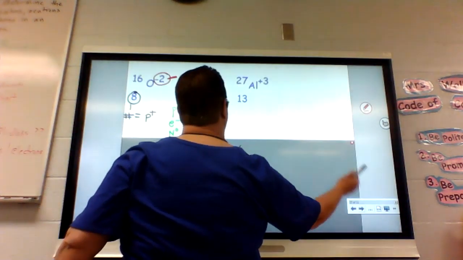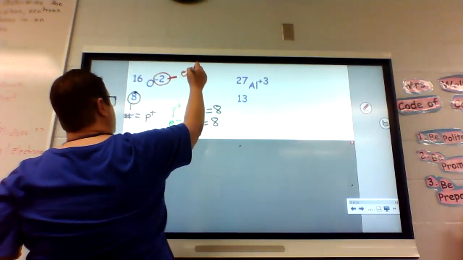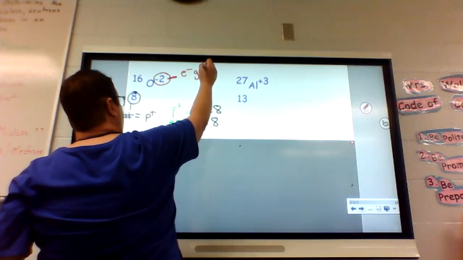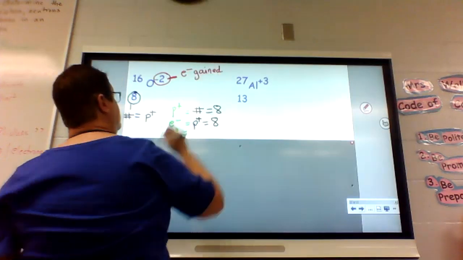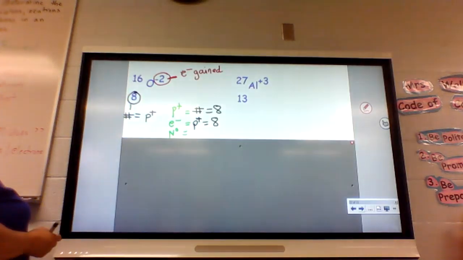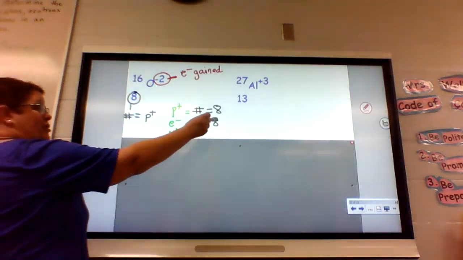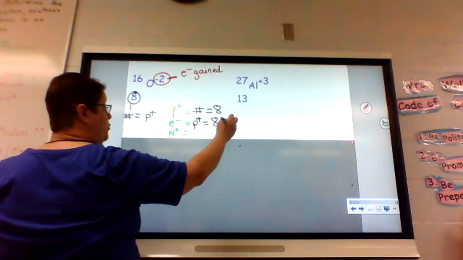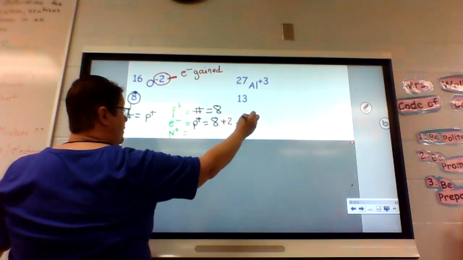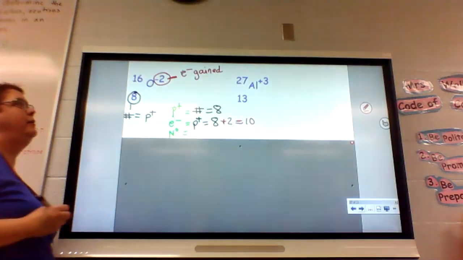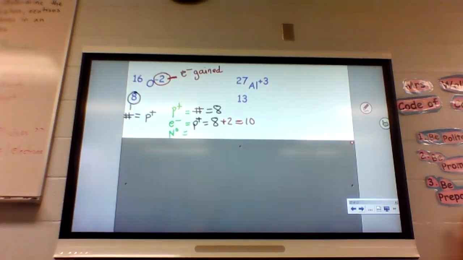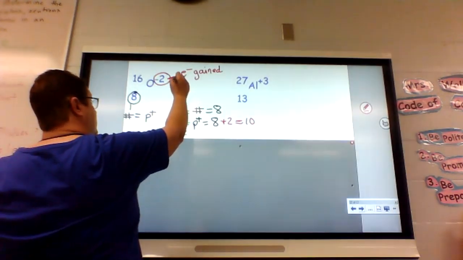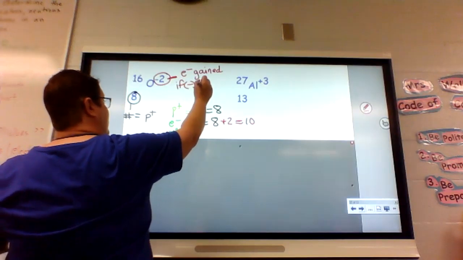So this means electrons are gained. If electrons are gained, what am I going to do right here? We're going to add 2, which will give me 10. Now, how are we going to know to add? What's the key to know when we add? If it's negative, add.